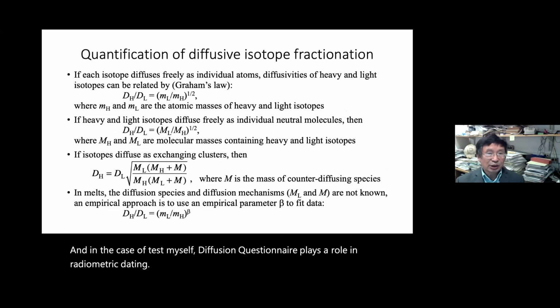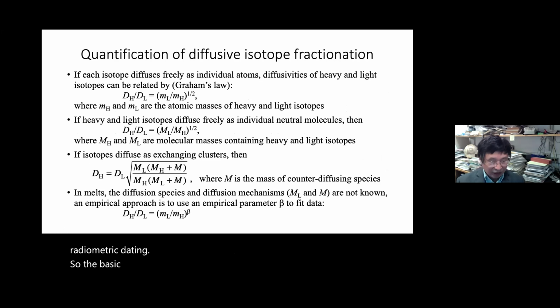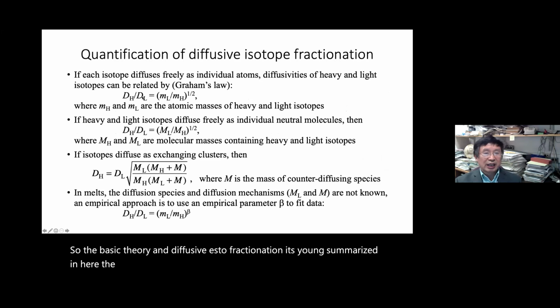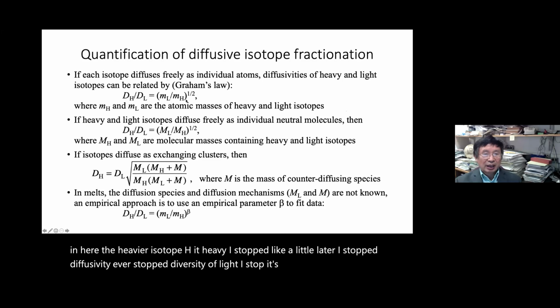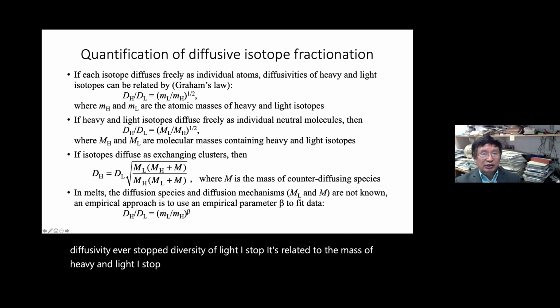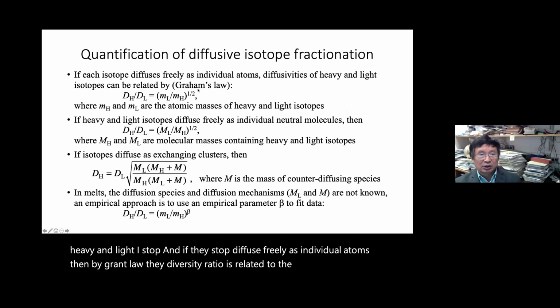So the basic theory on diffusive isotope fractionation is summarized here. H is the heavier isotope, L is the lighter isotope. The ratio of the diffusivity of the heavier isotope to the diffusivity of the light isotope is related to the mass of the heavy and the light isotope. If isotopes diffuse freely as individual atoms, then by Graham's law, the diffusivity ratio is related to the inverse of the mass ratio taken to the square root.